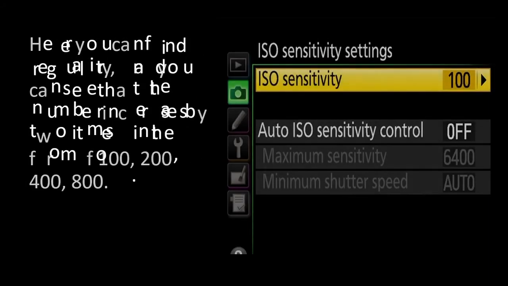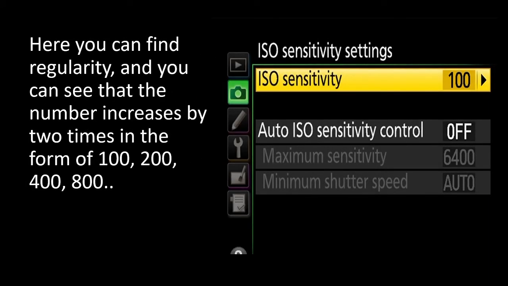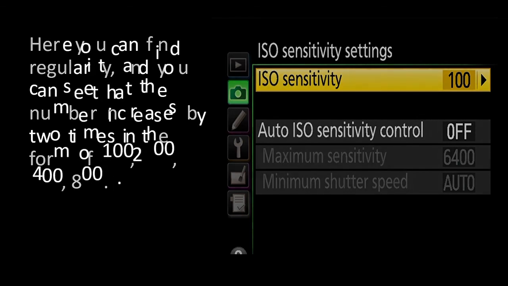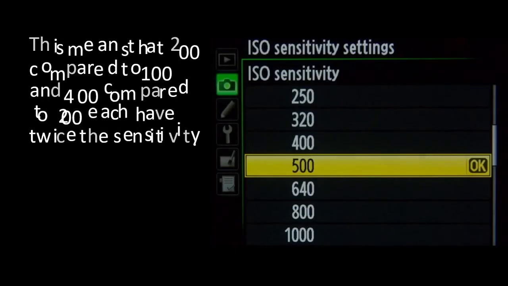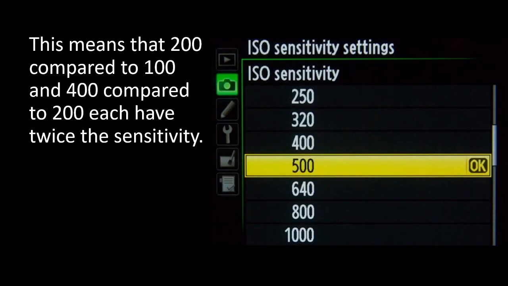Here you can find regularity, and you can see that the number increases by 2 times in the form of 100, 200, 400, 800. This means that 200 compared to 100, and 400 compared to 200, each have twice the sensitivity.